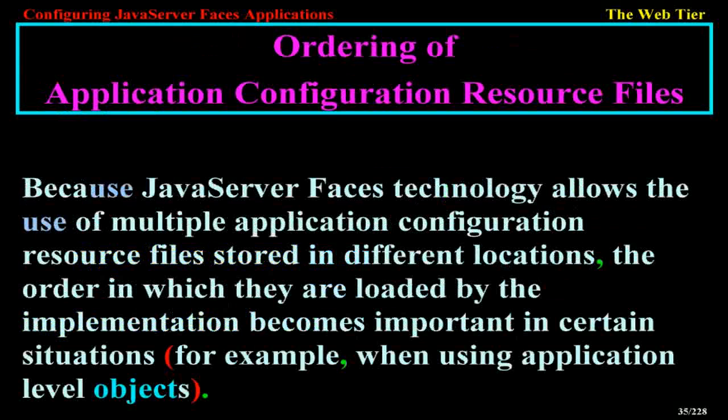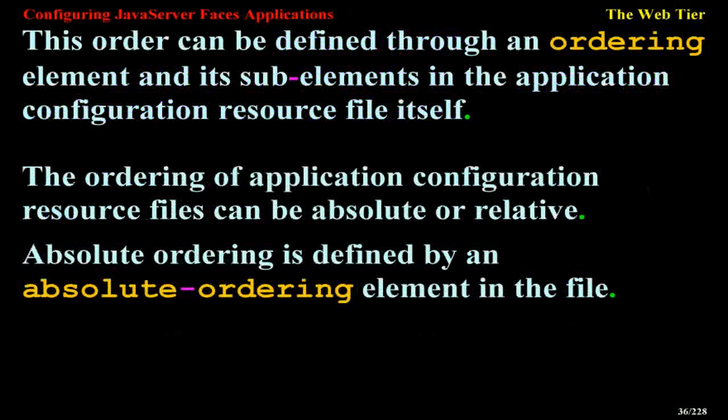Ordering of application configuration resource files. Because JavaServer Faces technology allows the use of multiple application configuration resource files stored in different locations, the order in which they are loaded by the implementation becomes important in certain situations, for example, when using application-level objects. This order can be defined through an ordering element and its sub-elements in the application configuration resource file itself. The ordering can be absolute or relative.